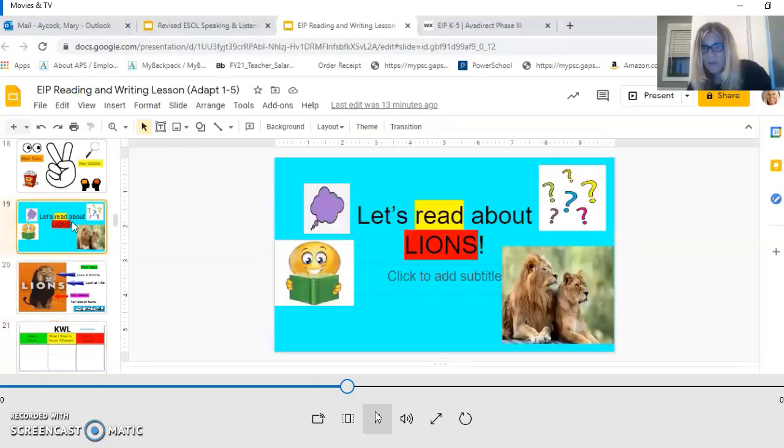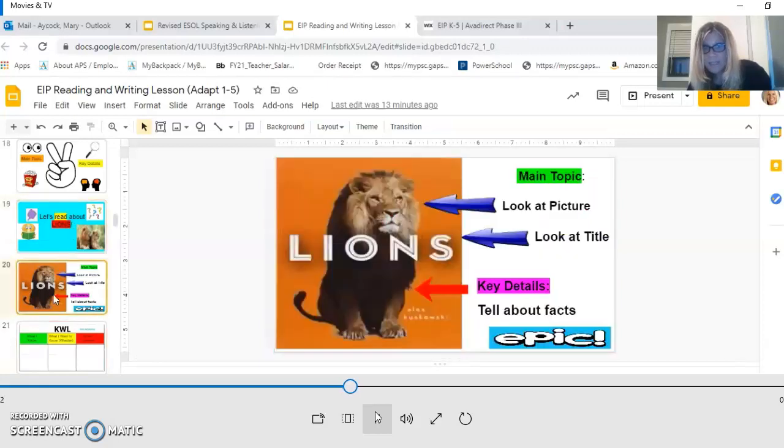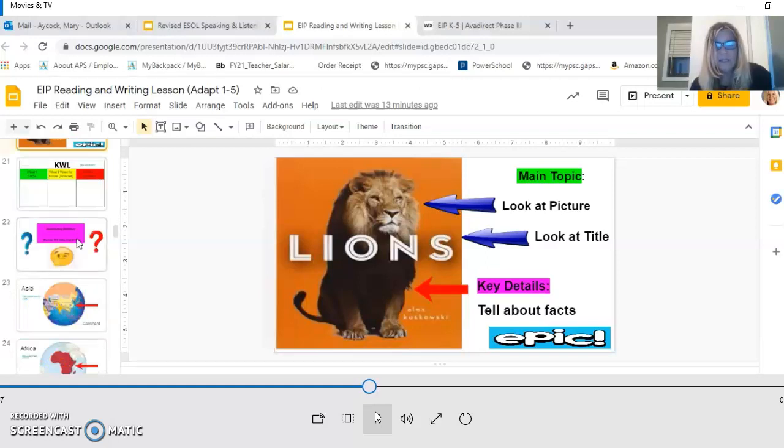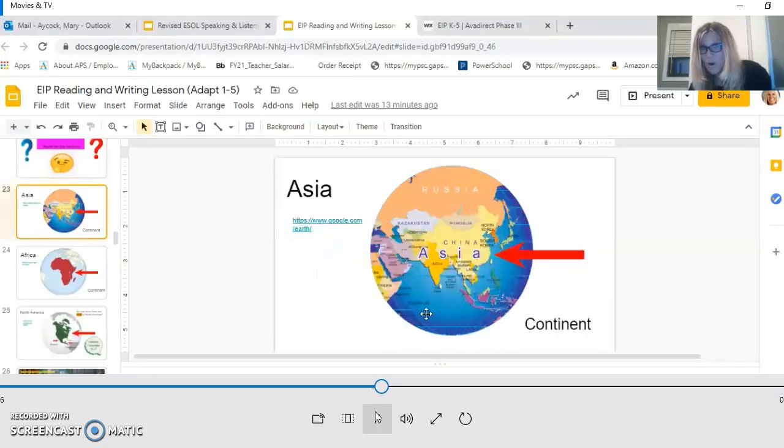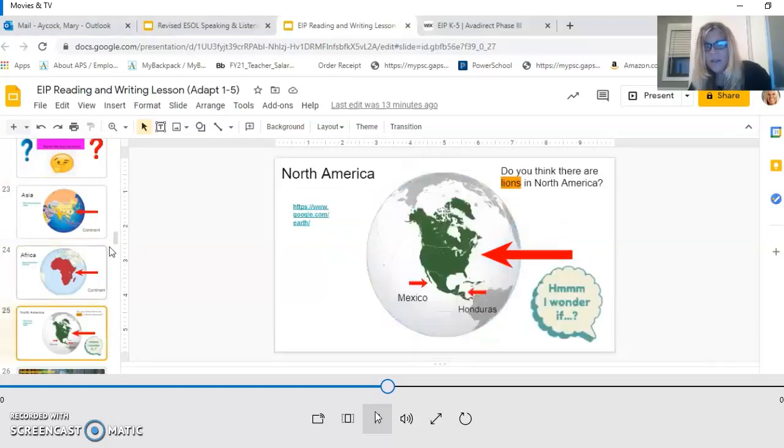So today we have a new story, and we're going to read about lions. So we're going to look at the cover of the book, right? It shows us the picture and the title, and it's going to give us some key details about this lion just by looking at the illustration, right? So before we actually read, we are going to look at some vocabulary that we may not know. Going to go to Google Earth, and we're going to study Asia and Africa and North America. And all of these words are going to help us read our story.